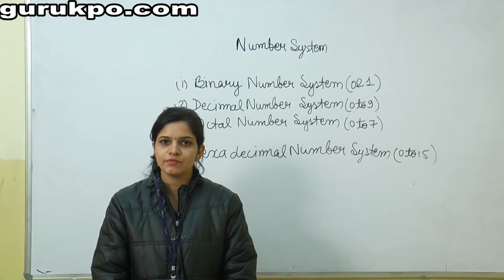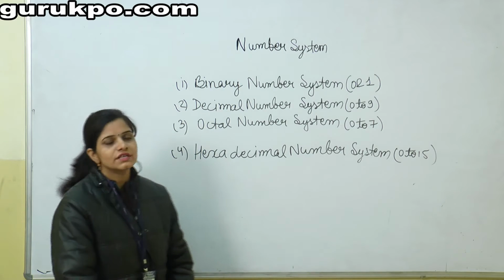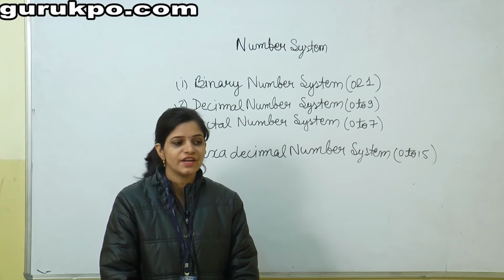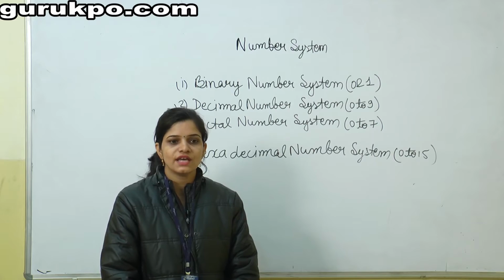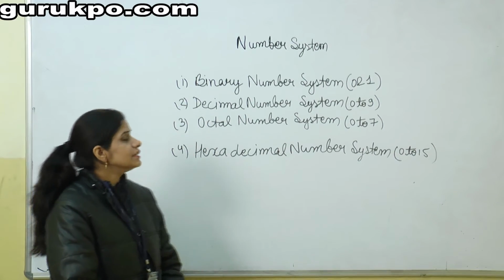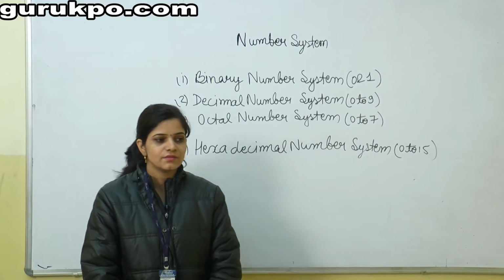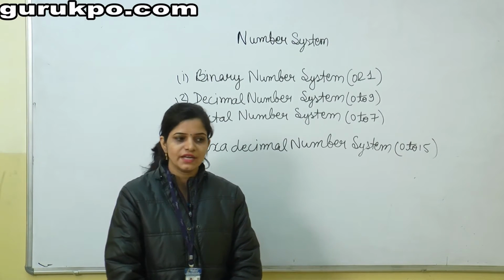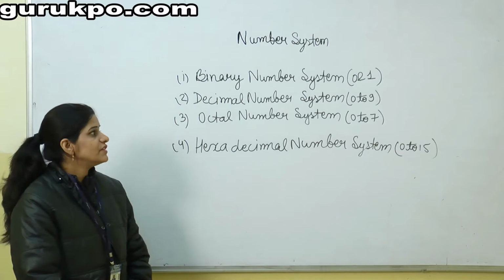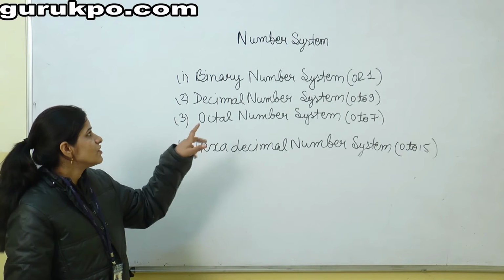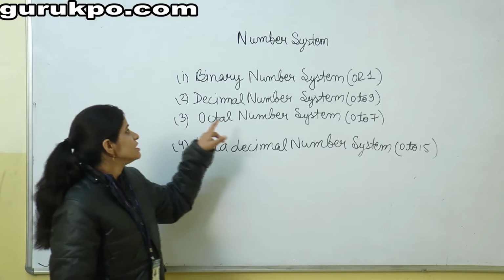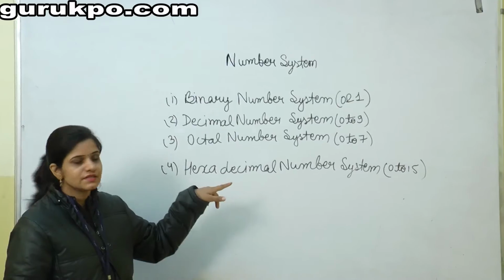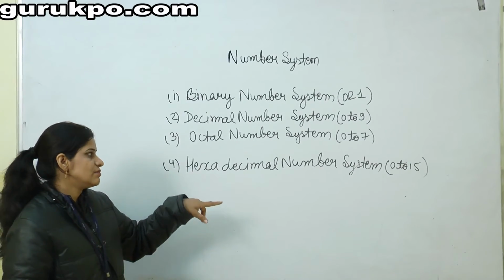My topic is number system. What is number system? A set of values used to represent different quantities is known as a number system, and also a number system is a writing process to represent numeric numbers. The different sets of number systems are: first is binary number system, second is decimal number system, third is octal number system, fourth is hexadecimal number system.